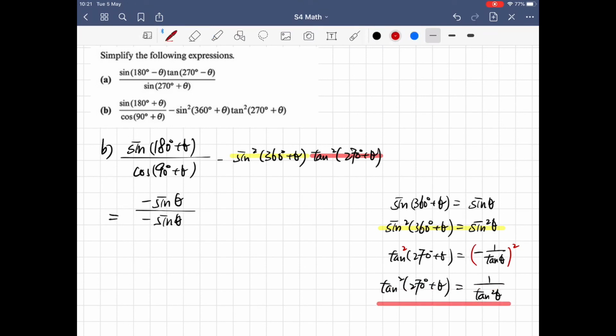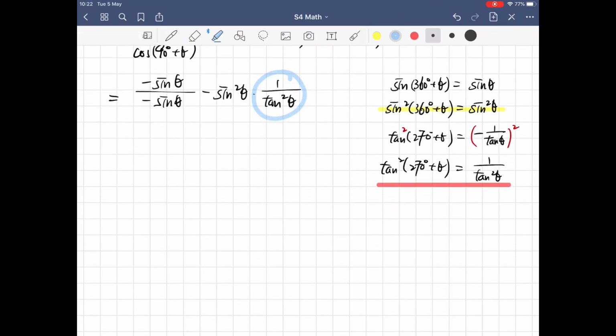Okay, so we can write the results back into our answer, so that it will become sine square theta times 1 over tangent square theta. Next we have another thing to deal with, that is the 1 over tangent square theta. So we'll use the result in part A again. That is, 1 over tangent theta is cosine theta over sine theta.